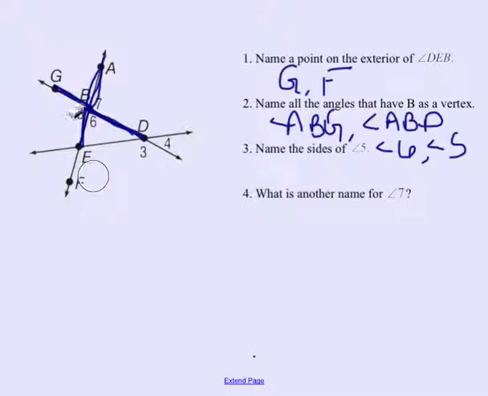So I'm going to go ahead and erase this. And let's take a look at what angle 5 is. Angle 5 is right here, and it wants us to name the sides, so it wants us to name the rays.